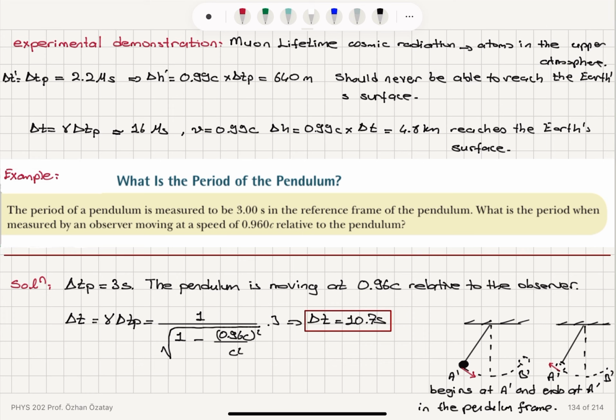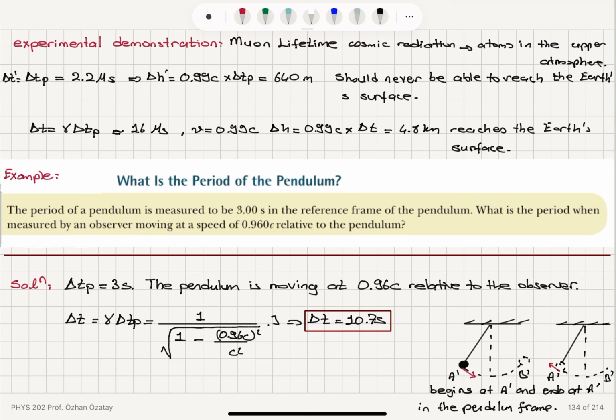Experimentally, we see the muons created and annihilated in the atmosphere. They have a lifetime. Because they are created in the upper atmosphere, they have to travel quite a large distance to reach the Earth's surface. The muon lifetime measured in the muon reference frame is 2.2 microseconds. With the speed 0.99 c, they shouldn't be able to reach the Earth's surface, but it's the Earth observer who is measuring the muons, and they reach the Earth's surface because of the time dilation effect. Gamma times 2.2 is 16 microseconds, and the distance traveled is 4.8 kilometers.